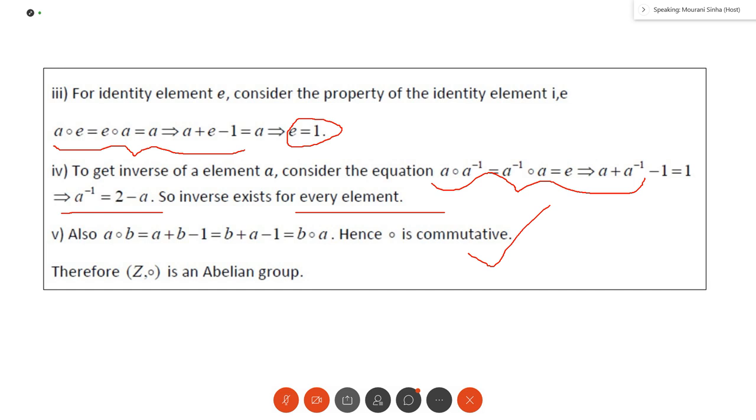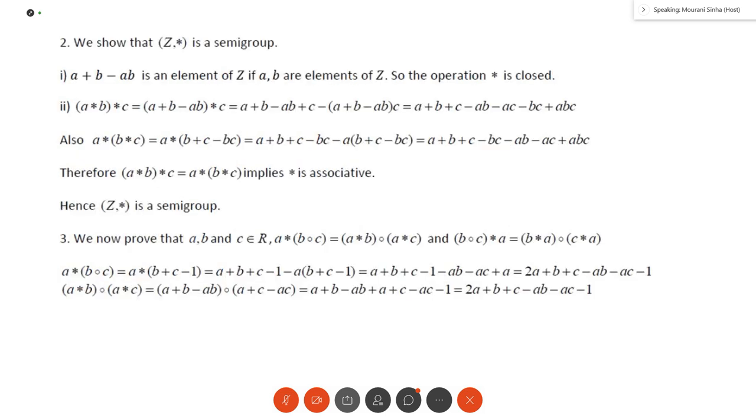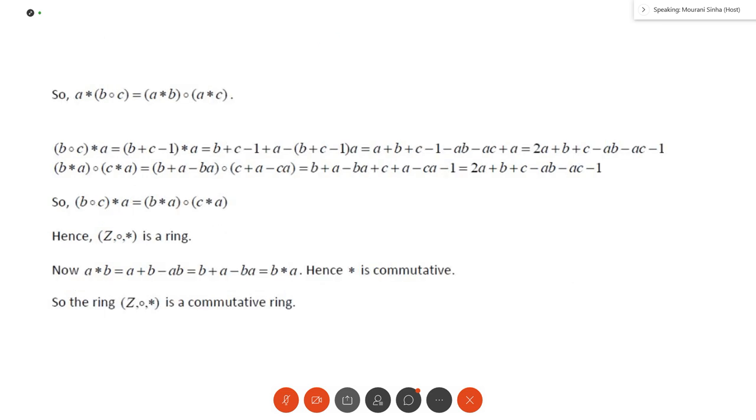It's not over. Oh, the meeting will end in 5 minutes, so very fast we will have to move now. Next slide here. Then, as I told you, Z, star is a semi-group. This is what they have shown. So star is closed, star is associative, and star is defined in a different way. It's not the same as O. Then finally the distributive law, the third point. All these calculations for the distributive law, both distributive laws. Hence, this is a ring.